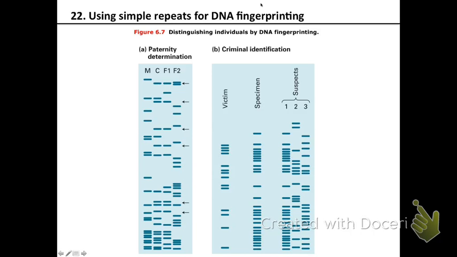But what you can also see here is, for example, why does this father not have this particular band here? Because it's coming from the mother, right? Remember, the child is taking her genome from the two parents, right? So the child is taking one allele from the mother, one allele from the father.